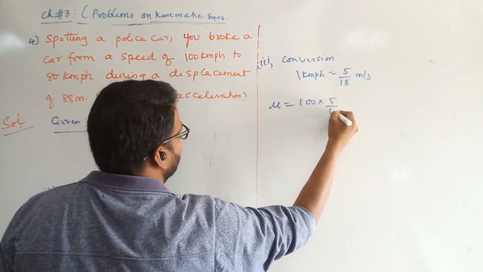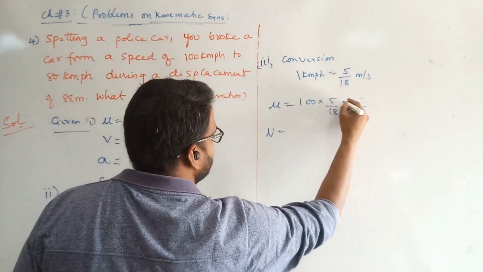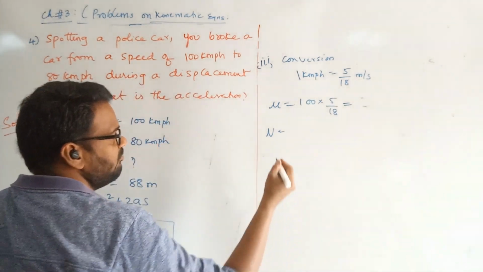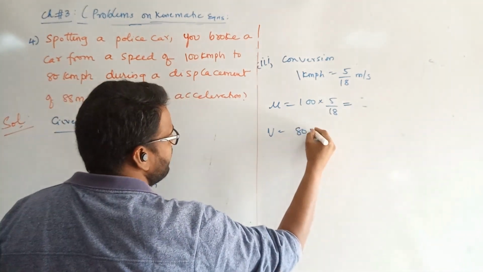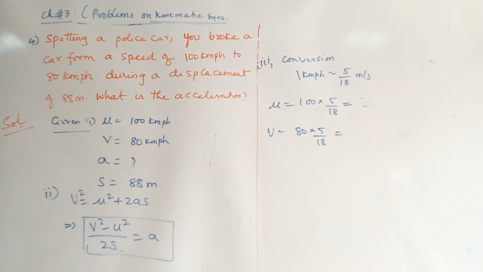100 into 5 by 18. V is equal to how much, in meters per second? V is equal to 80 into 5 by 18, and 100 into 5 by 18. Any idea how much it is?